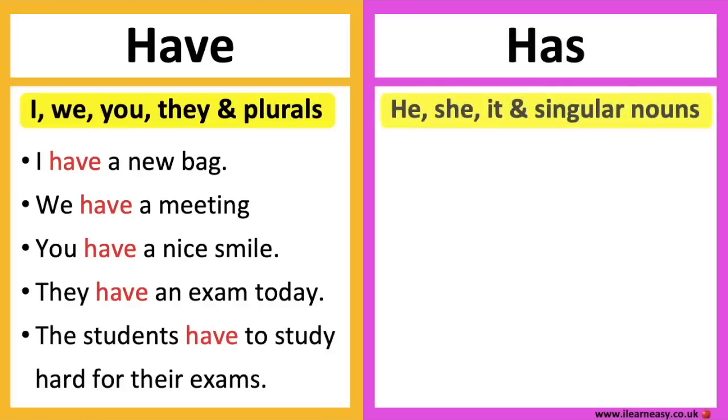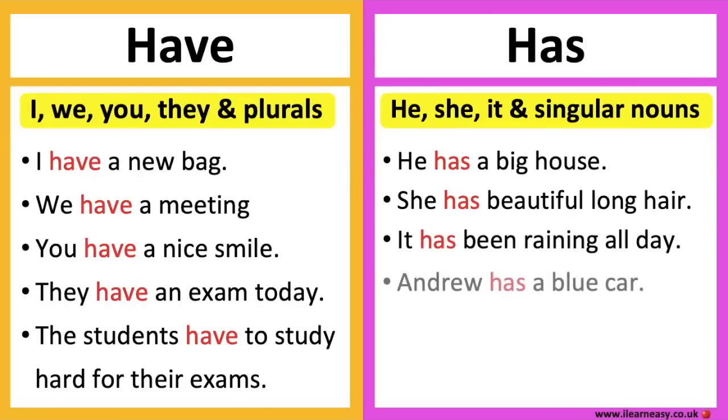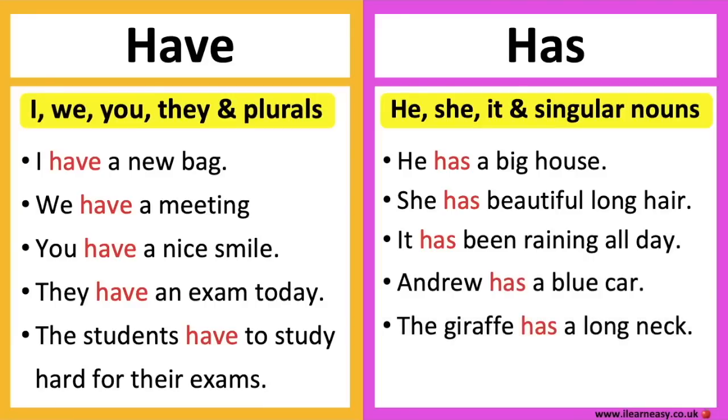Has. Has is used with the pronouns he, she, it, and any singular nouns in the present tense. For example, he has a big house. She has beautiful long hair. It has been raining all day. Andrew has a blue car. The giraffe has a long neck.